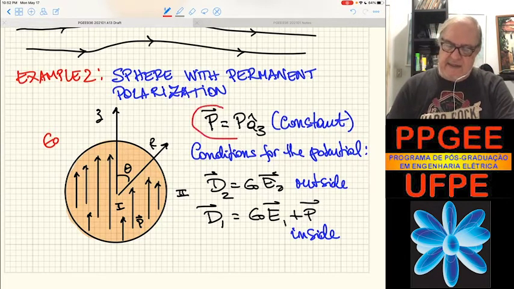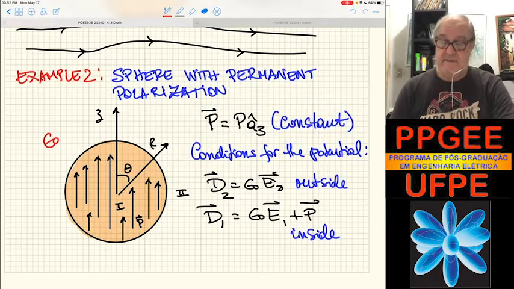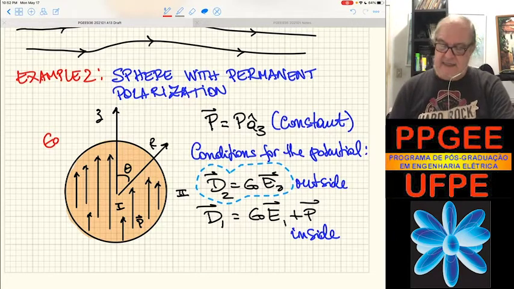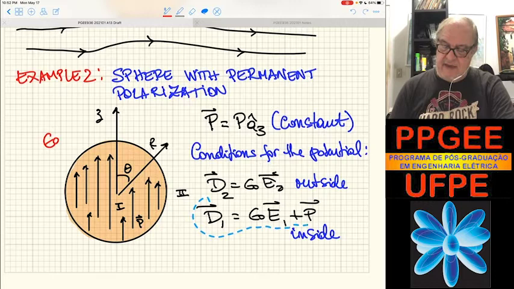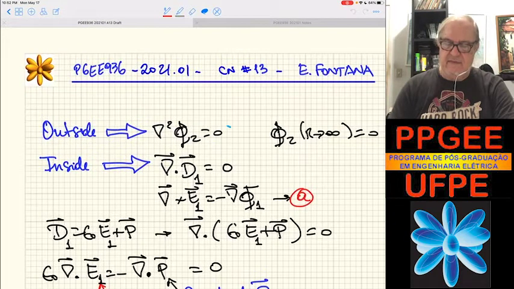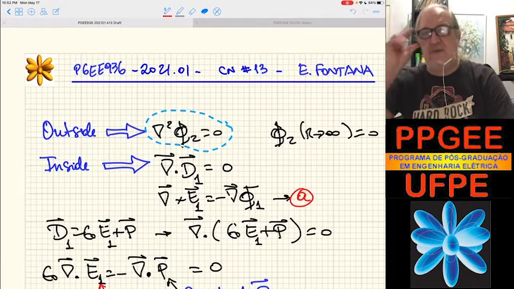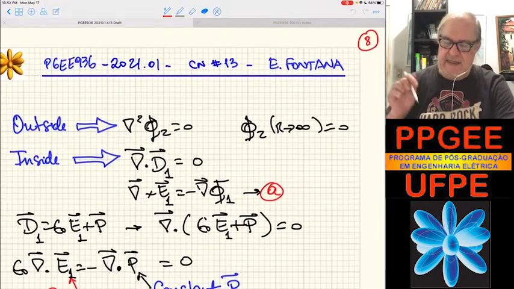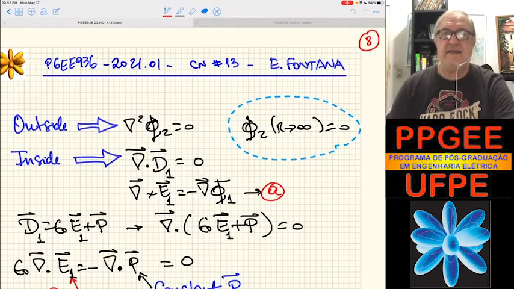Now we have a constant polarization. We don't have a permittivity inside. Outside we have this constitutive relationship between D and E, and inside we have this other one. We don't have an epsilon, but we have this condition here, and P is given, constant. Outside we have a linear medium, no space charge, so we have directly Laplace's equation, and in this case the potential goes to 0 as r goes to infinity.